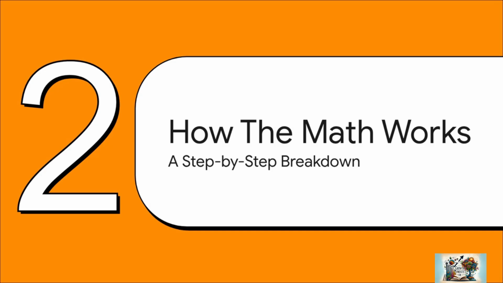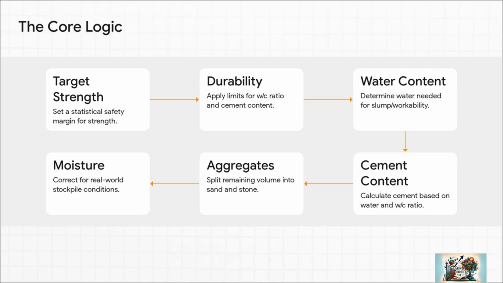Okay, now for the really cool part. How does it actually work? Let's pop the hood and look at the core logic. And don't worry, no crazy equations here, just a simple step-by-step breakdown in plain English. So the calculator follows this super logical 6-step sequence. It literally builds your mix design from the ground up, starting with strength and ending with those crucial real-world moisture corrections. Let's walk through them.